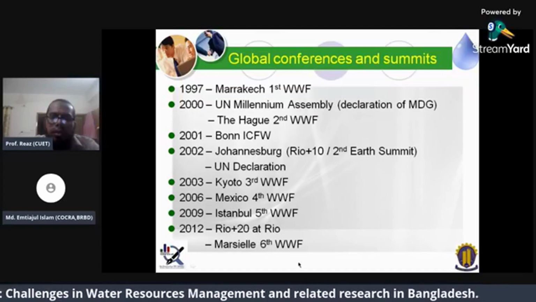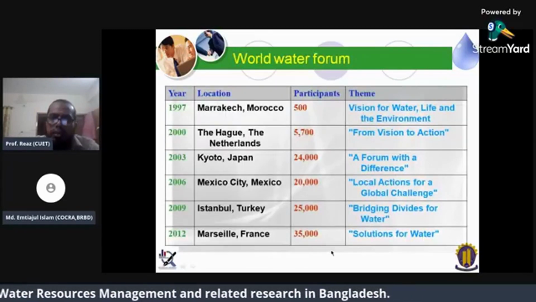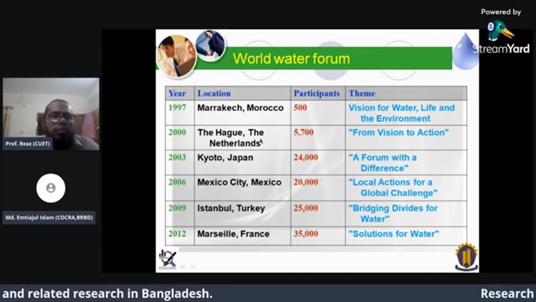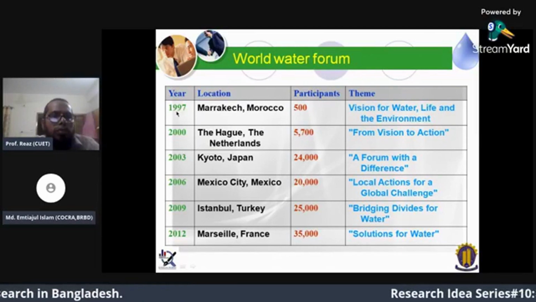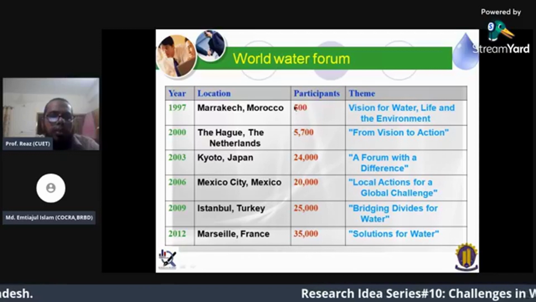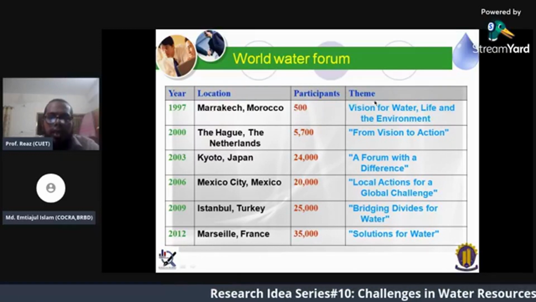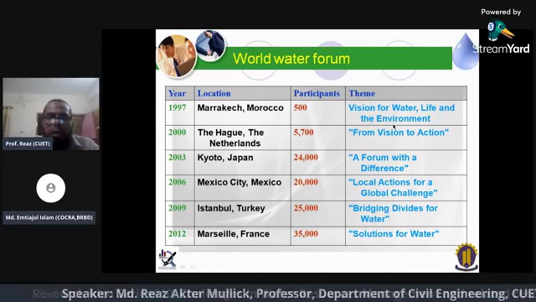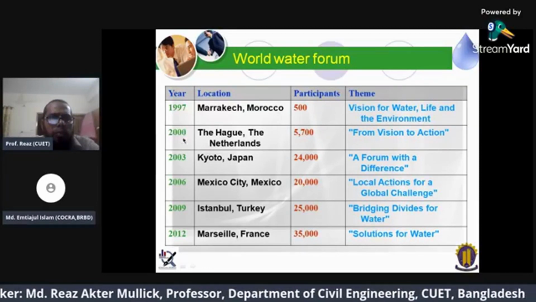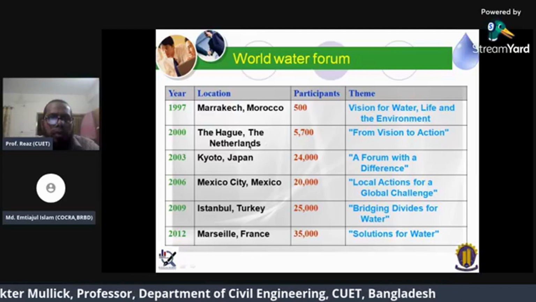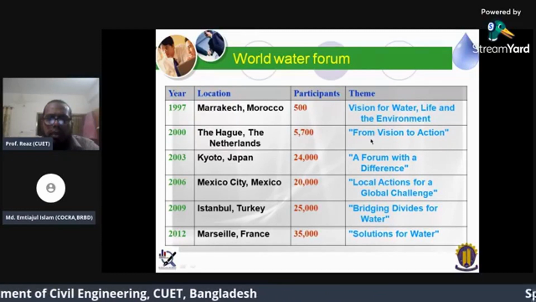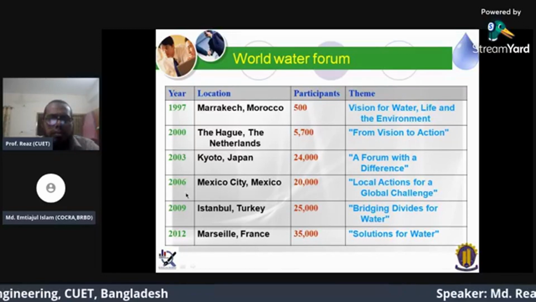I just put a slide here on the World Water Forum. This is the first World Water Forum in 1997, and you see the participants are only 500. And here is the theme. We can see the vision for water, life, and the environment. In 2000 is the second World Water Forum in the Netherlands. The participants are 5,700, from vision to action.